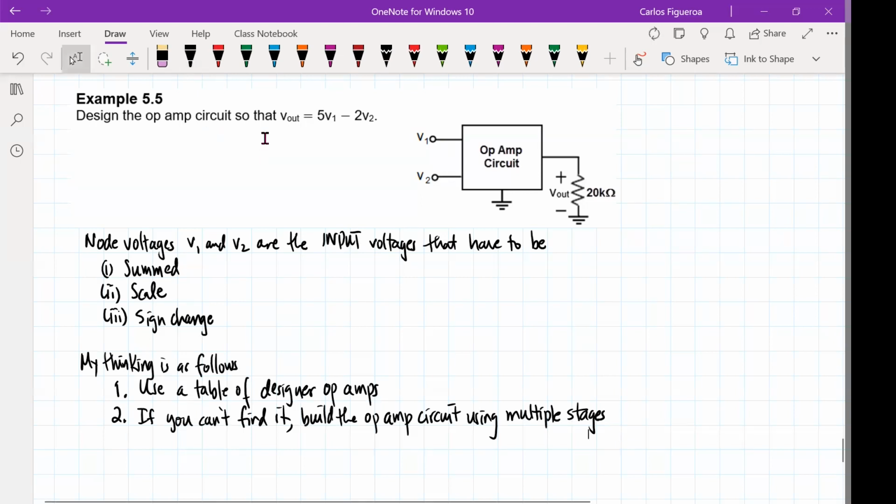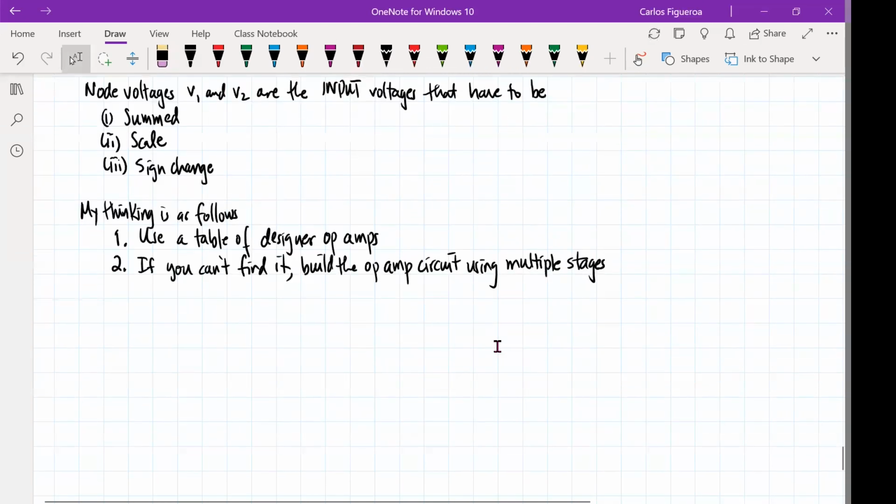So I did go in and look for it, and I wasn't able to find it. So that means in this situation, I'm going to have to build it. So I'm going to have to build this op-amp. Okay, so I had to build it.